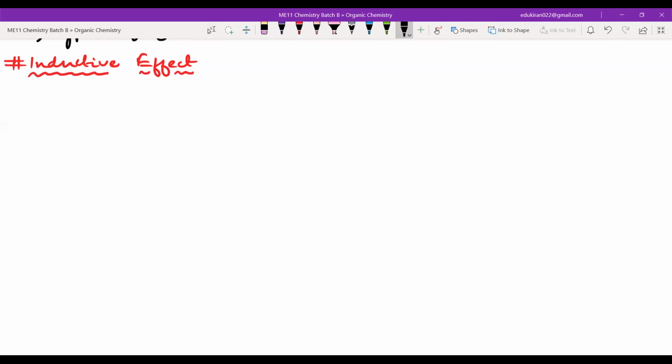Right, inductive effect. Now, what is inductive effect and what is the driving force for inductive effect? It is the simple, good old electronegativity. So please write. The driving force is what? It happens due to the driving force, which is electronegativity difference.